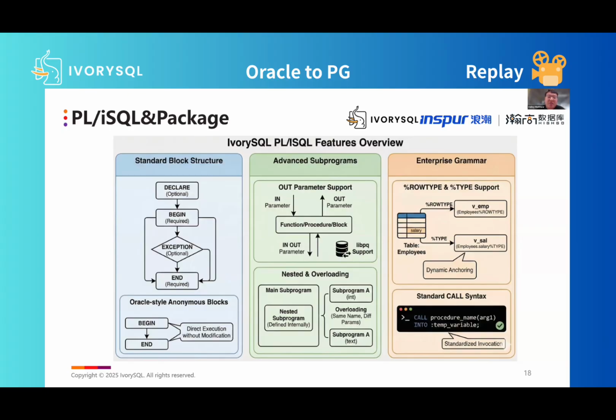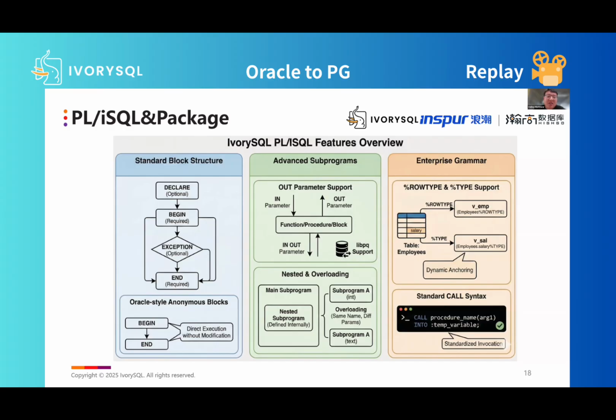The third one is out parameter support, compatible with Oracle's out parameter functionality, including functions and procedures with out parameters, anonymous blocks supporting out parameters, and libpq supporting out parameters. The fourth one is nested and overloading, supporting definitions of subprograms within subprograms, and parameter overloading for functions with the same name. This is a must-have for migrating complex business logic.